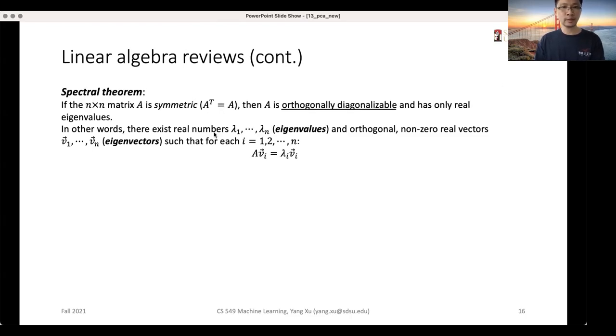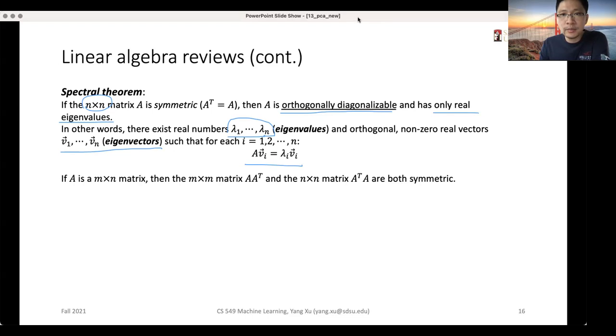We will need to use something called the spectral theorem. It basically says that if we have a matrix that is symmetric, then it is orthogonally diagonalizable, and it has only real-valued eigenvalues. It means that there exist n real eigenvalues, where n is the same as the dimension of the matrix. In our case, if it's a 2x2 matrix, then we will only have two eigenvalues, and they are the two sums of squares for the two PCs. And also there are only n eigenvectors, and they all satisfy these equations.